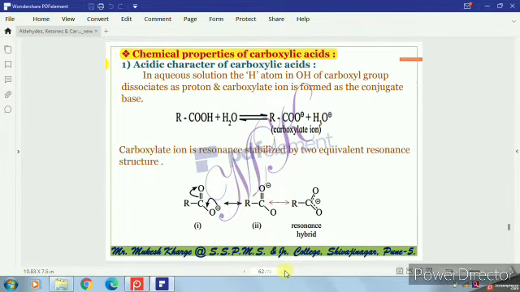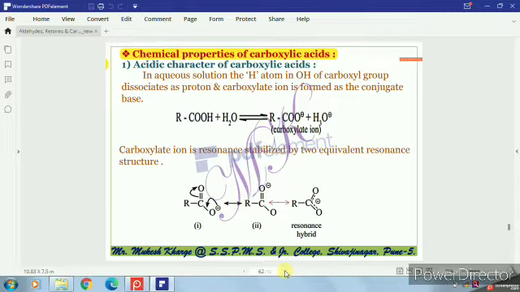First is acidic character of carboxylic acid. As we know that mineral acids such as HCl, hydrochloric acid, H2SO4, sulfuric acid and nitric acid, they donate H plus ion, so they are acidic in nature. H plus donor means proton donor. According to Lowry-Bronsted theory, the substance is called an acid.